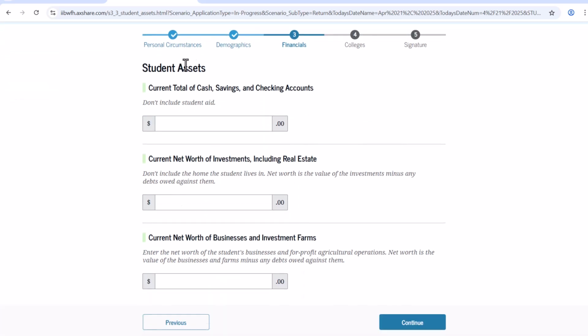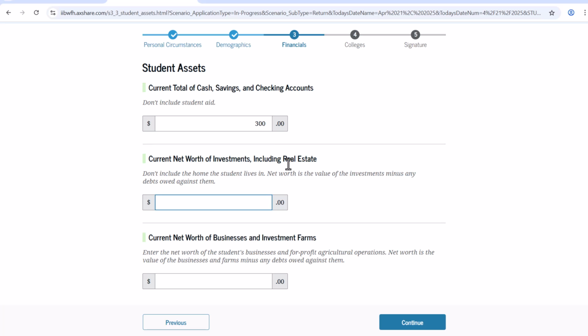And then we are into the student's asset portion. So we are going to enter in the total cash, savings, and checking account amounts. So we're just going to give a number here. Current net worth of investments, including real estate. So this is any stocks, bonds, CDs, investments that are in their name. Okay, not in parents' name, but in their name. It does not include the home that the students live in, but if they have real estate property, they can include that as well. It is the net worth.